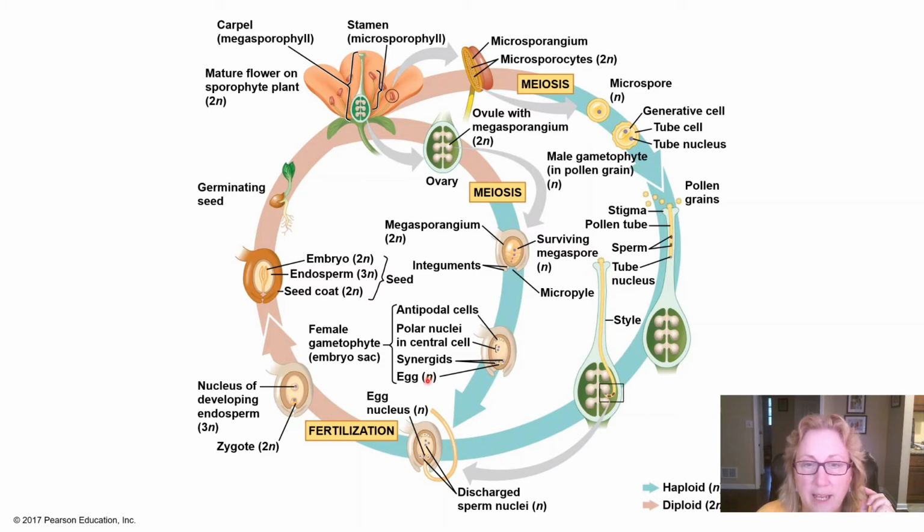And the egg nucleus is going to be fertilized, and these polar nuclei are also going to fuse with 1 sperm nucleus. So here's our anther, and meiosis also occurs in here in the microspore. And then we're going to get our pollen grain from that.